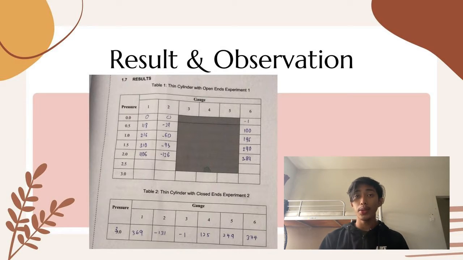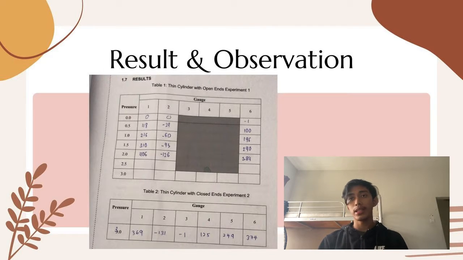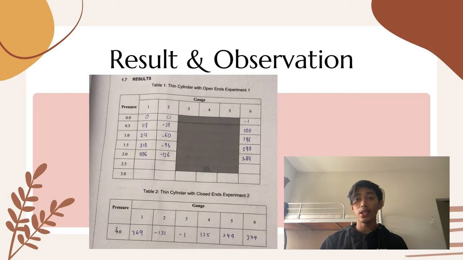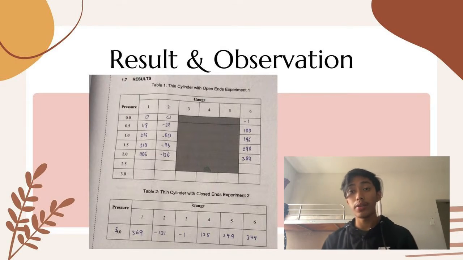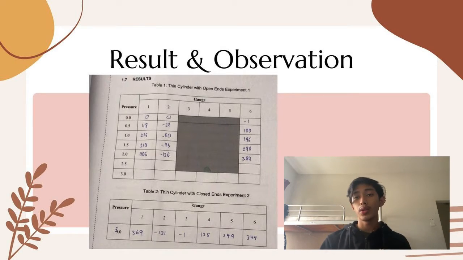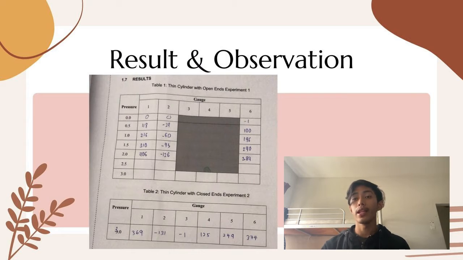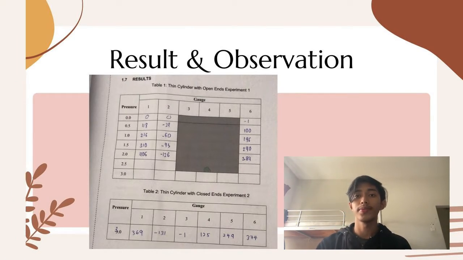However, for the experimental cylinder with closed end, you can see the value of gauge 1 is 369, gauge 2 is negative 131, and gauge 3 is negative 1. Gauge 4 is 125, gauge 5 is 249, and lastly gauge 6 is 374 when the pressure is 2.0.